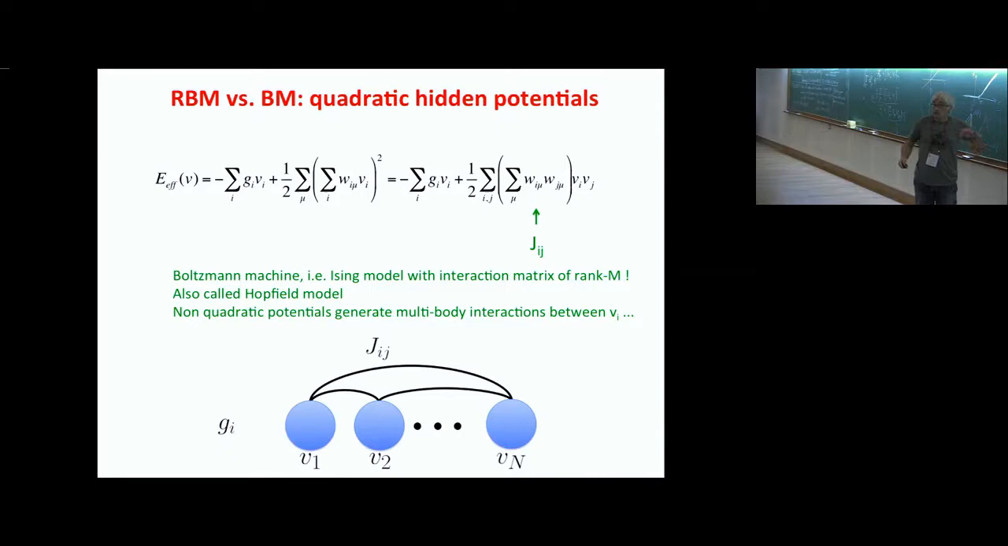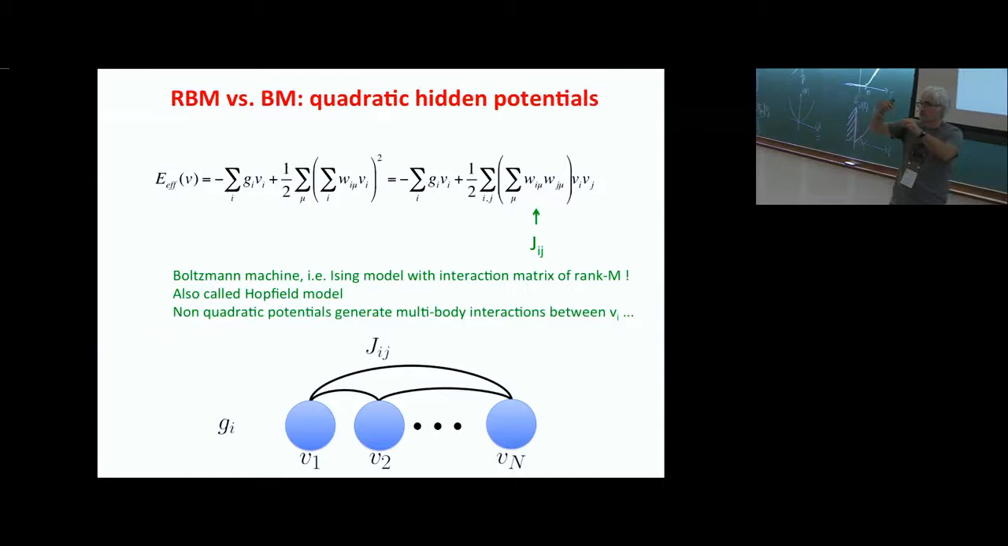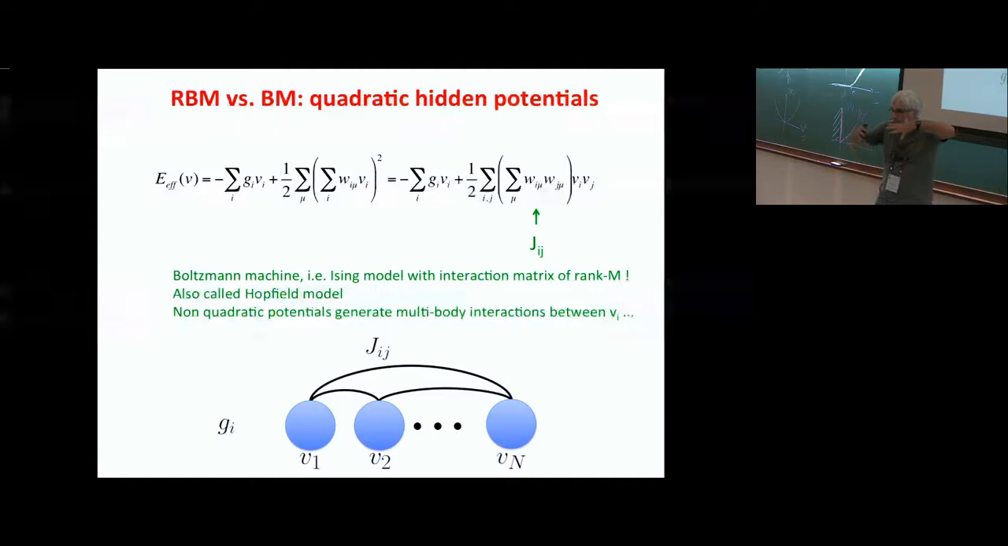So now, the opposite is true. That means if I don't have u of h equal to h squared over 2, but I have something which is more complicated, the effective energy for the visible units will have interaction to higher orders. So it's a much more interesting, maybe complex landscape which is generated. But contrary to spin glasses, the couplings are not independent from each other. They are all generated from the set of wi mu, so they're all correlated. So it's a high order potential landscape, but with a lot of correlation between the different orders. So it's a complex thing.